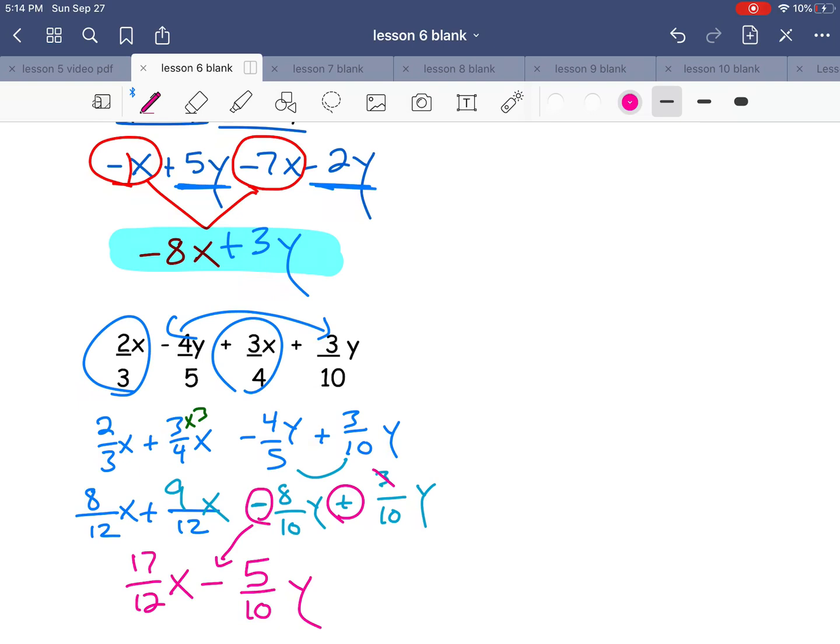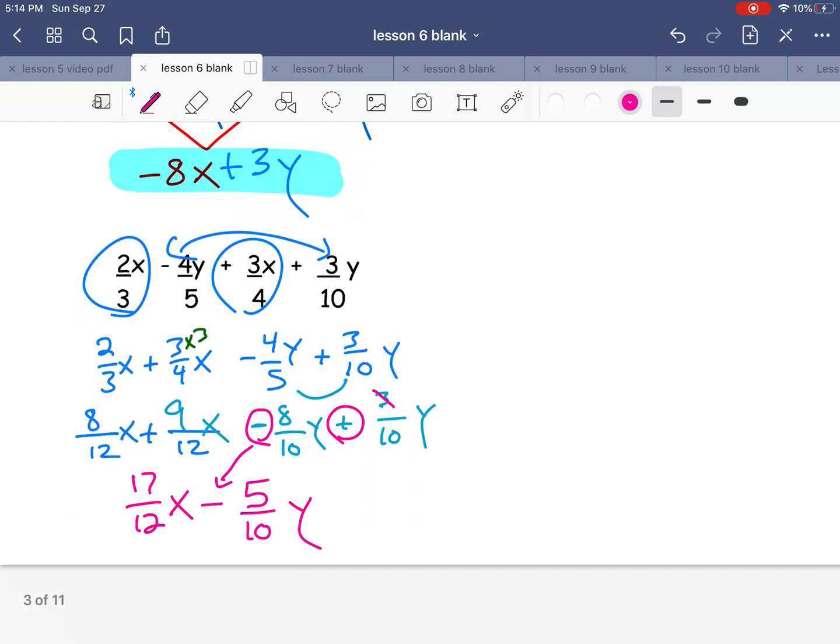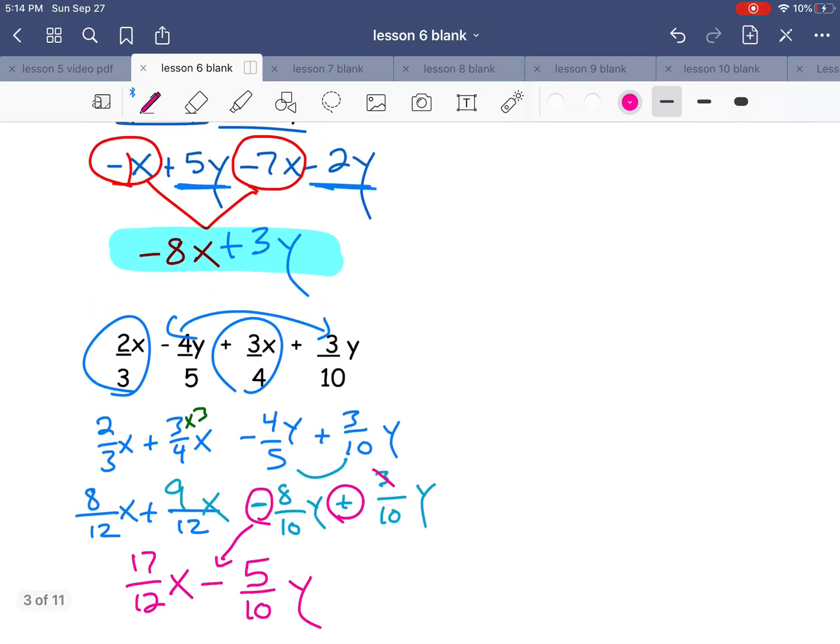Now I do want to simplify that though. You can change those to decimals as the final answer. If you keep it as a fraction, remember how you go 12 into 17, improper to a mixed fraction. So 12 goes in there once, 5 left over, 12x, keeping in fractions, and here I can reduce that to a half a y. That's your final answer in fractions.